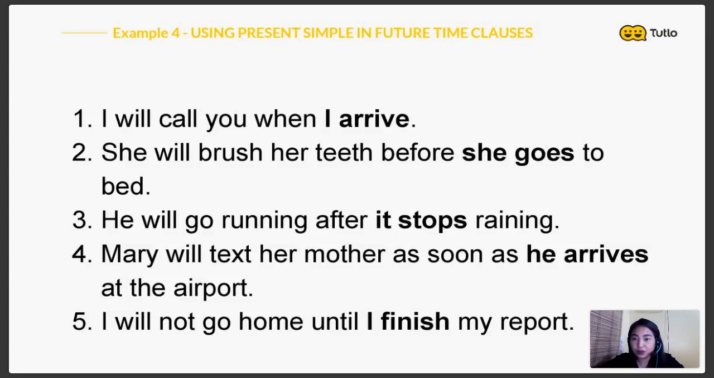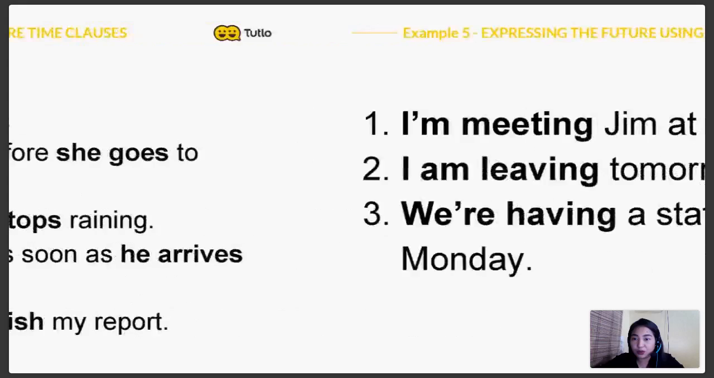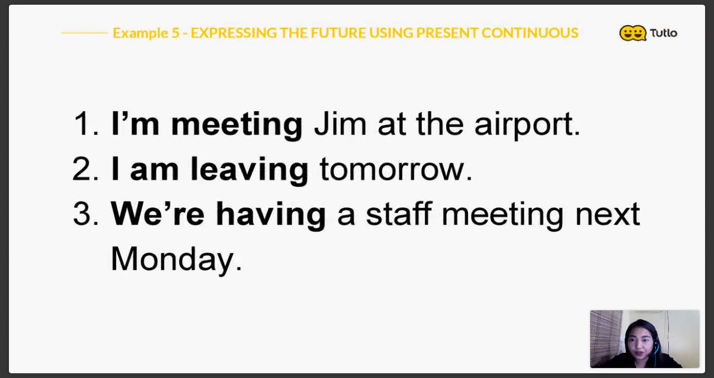I'll give you some examples. Here you go. Number 1, I'm meeting Jim at the airport. Number 2, I am leaving tomorrow. Number 3, we are having a staff meeting next Monday. Let's talk about these 3 sentences specifically. Number 1, I'm meeting Jim at the airport.